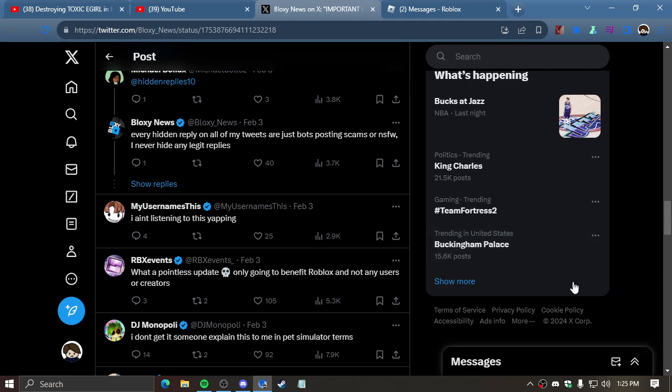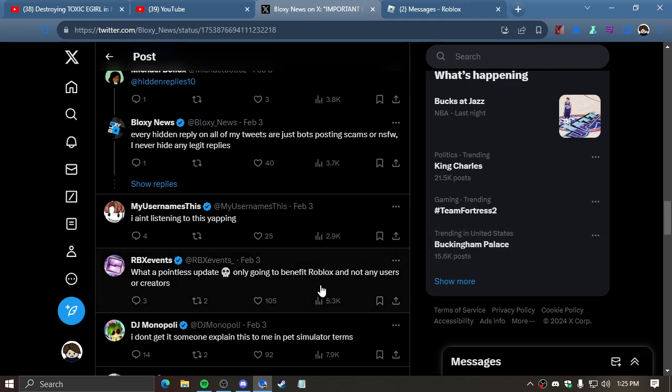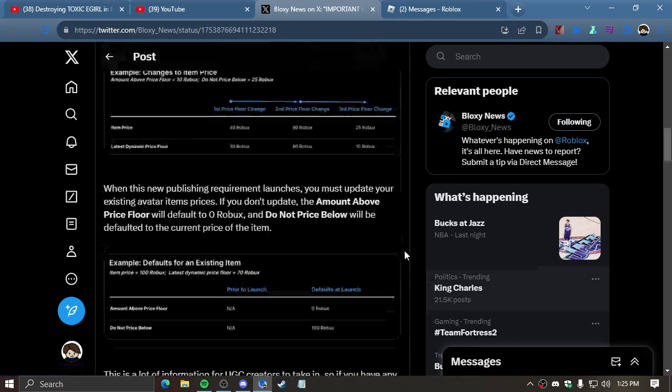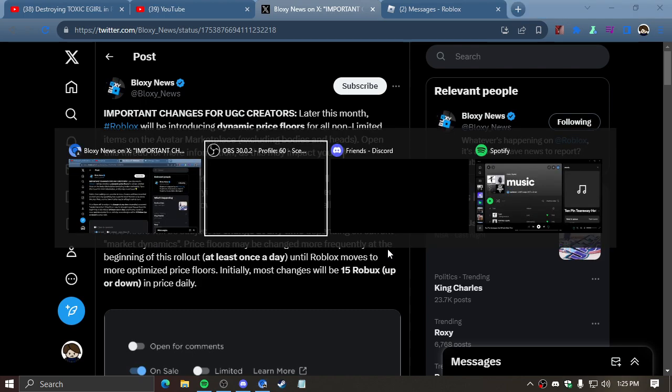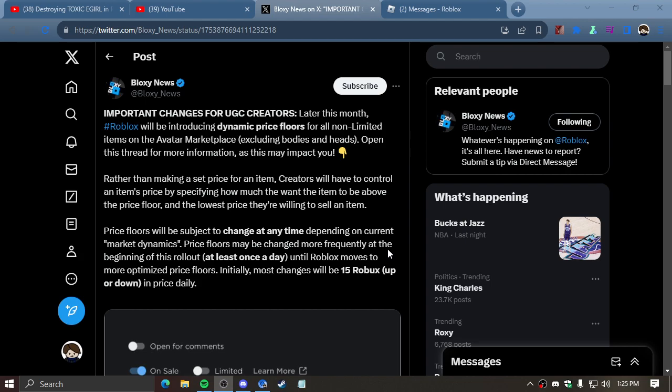My listener is yapping. What a point, something only going to benefit Roblox, not any user. Yep, precisely. Only Roblox, and they don't give a fuck about anybody on their platform. People need to get this in their heads. They don't care about anything except themselves and their money. They lose money, all hell breaks loose.